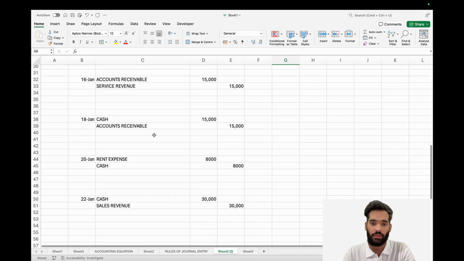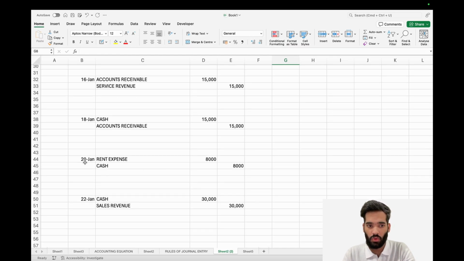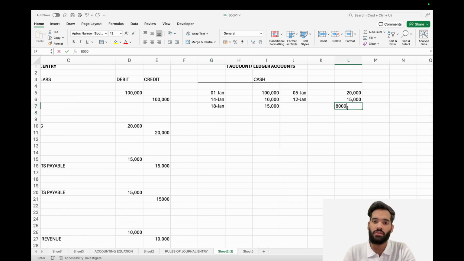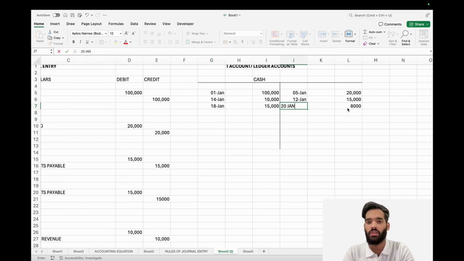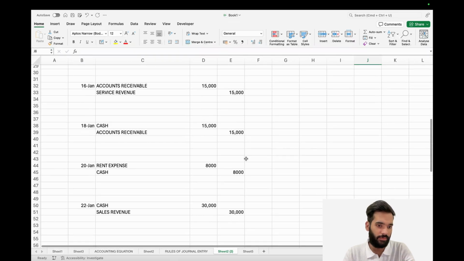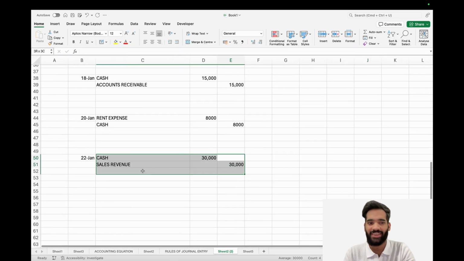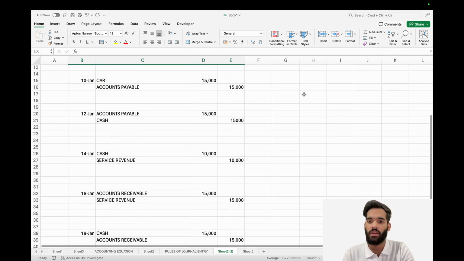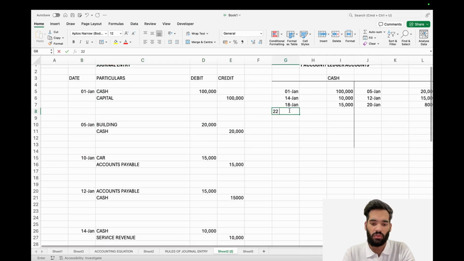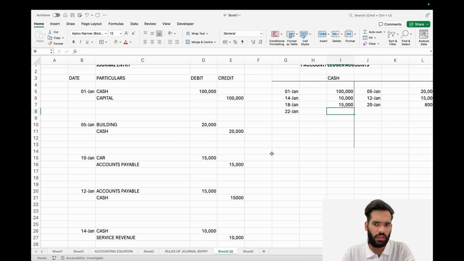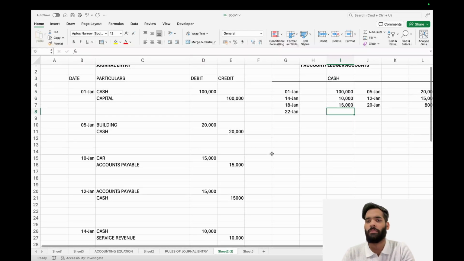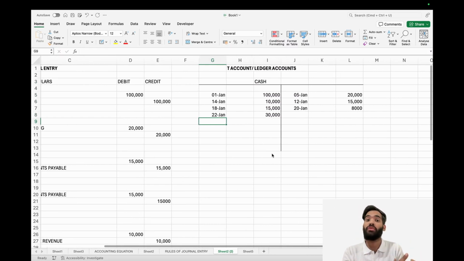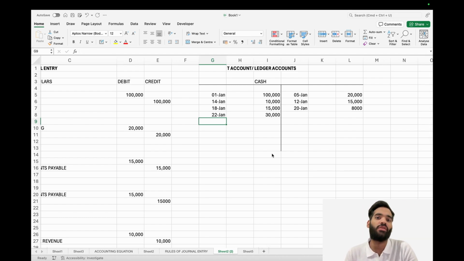All right. Then we have a cash credit on 20th of January. So let's do that. So 8,000 cash credit on 20th of January. Awesome. And now we have the final one. The cash is on the debit side on the 22nd of January. So we can write 22nd of January. I think it was, how much was it? 30,000. Okay. $30,000. So now we have posted all of the journal entries into the T account.